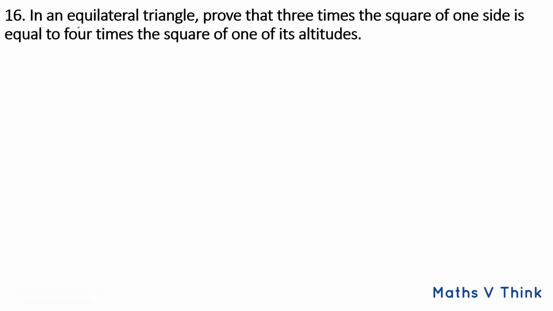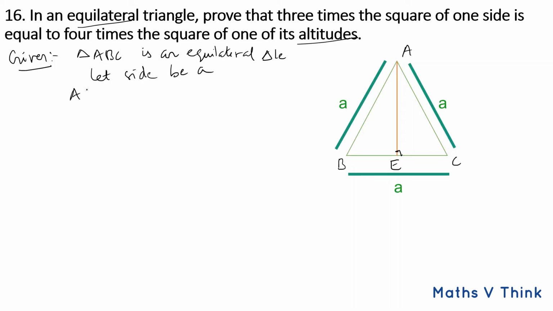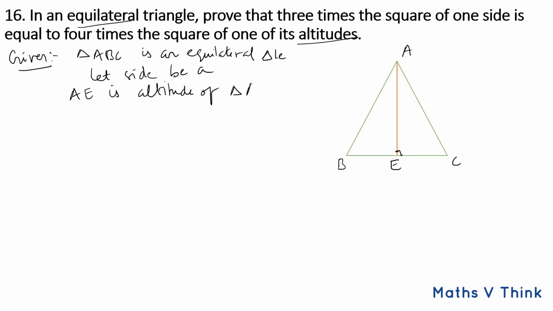We need to draw an equilateral triangle. Let this be A, B, C, and also we need to draw an altitude. So let this be AE. First, we'll write the given part. Triangle ABC is an equilateral triangle, and we'll keep the side as A, and also AE is altitude of triangle ABC.